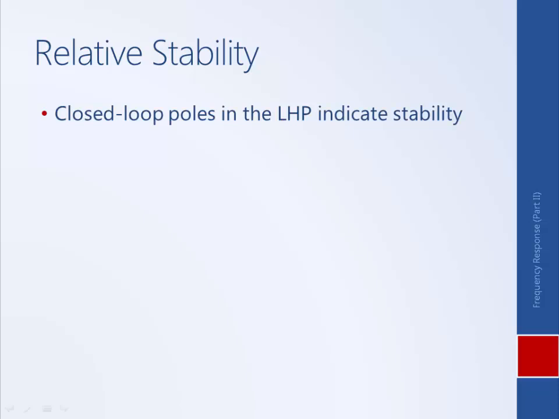So we've discussed stability previously in the course, and we've defined stability by the closed loop poles having negative real part. Graphically, that means that the poles are in the left half of the complex S-plane. Beyond just assessing stability, we would also like to assess relative stability. How stable is the system?